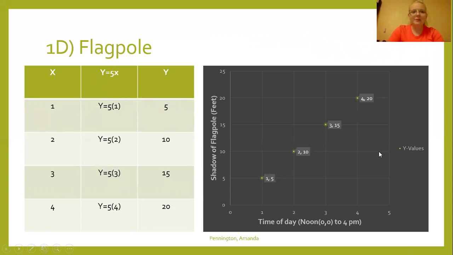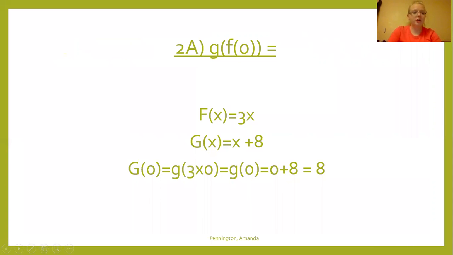So there's this one. Now 2, it wants us to talk for 2. We're going to use f of x equals 3x, and g of x is going to equal x plus 8. So our question is g of f of x, but our x is going to be 0 this time. So 3 times 0 equals 0, and 0 plus 8 equals 8. And we're done.